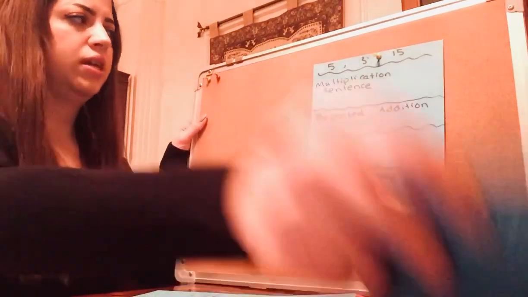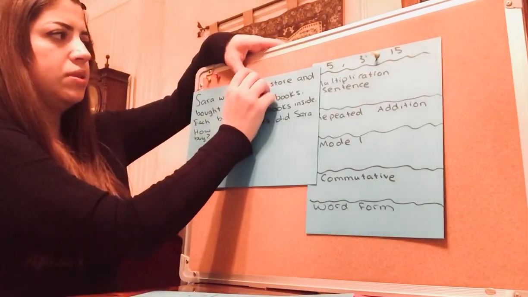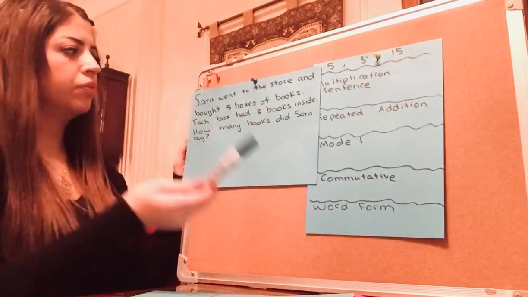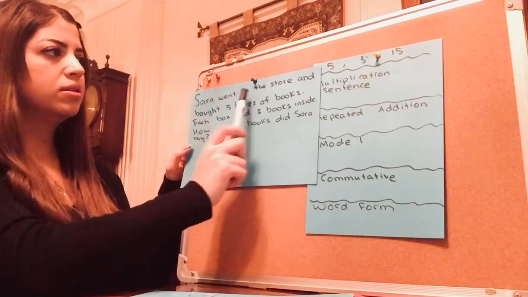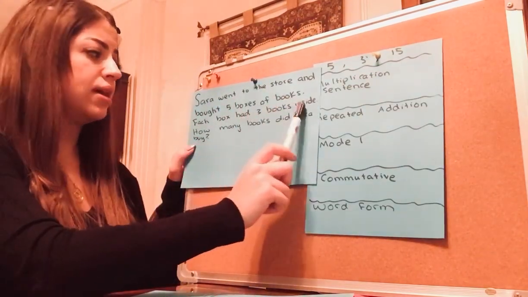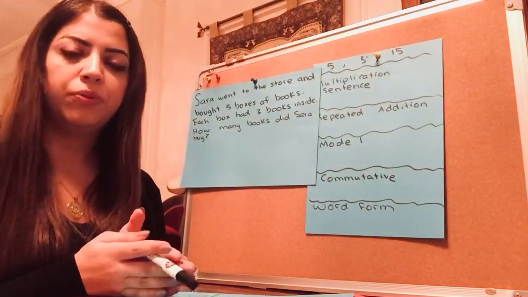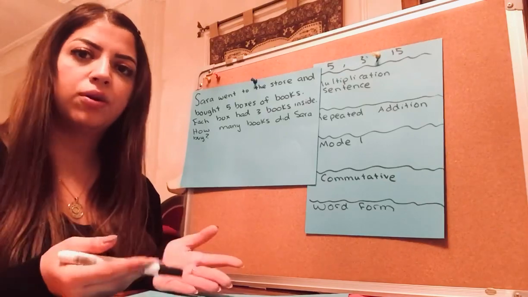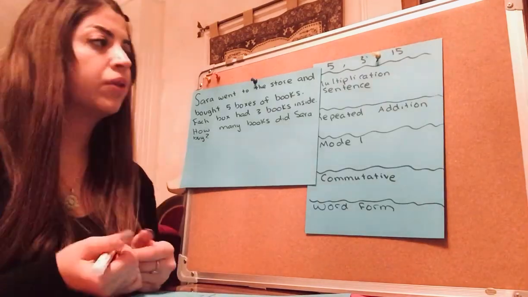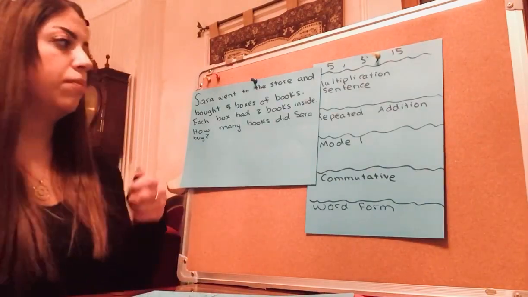Another form that we've taken is also making word problems. I'm going to use these numbers to also make a word problem. Here it says, Sara went to the store and bought 5 boxes of books. Each box had 3 books inside. How many books did Sara buy? The first thing we do when we have a word problem is we look at the keywords that are going to help us solve the problem. What I can do is I can underline the words, circle them.